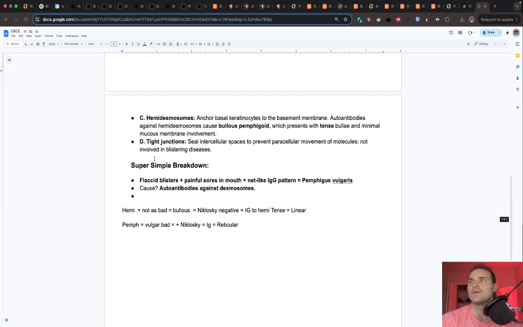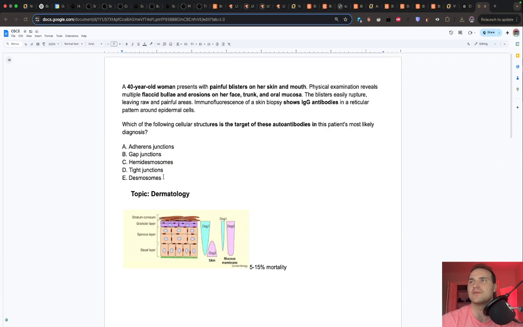So a way to remember this is that the hemidesmosomes, it's not as bad, and it causes the bullous, the tense kind of stuff, and it's Nikolsky negative. So they're not going to be as kind of terrible as the Nikolsky positive Pemphigus vulgaris is, and they're going to be linear. These ones are reticular. The correct answer for this one is reticular because it's with the desmosomes, not the hemidesmosomes.